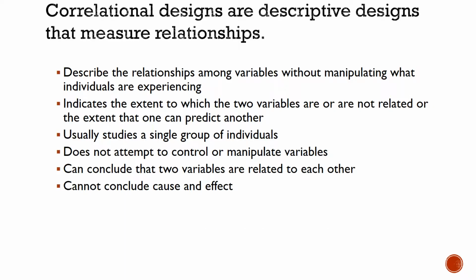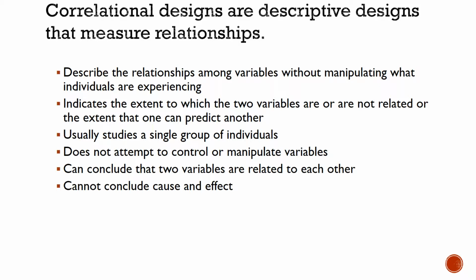Now on to correlational designs. These are descriptive quantitative designs, and they are intended to measure relationships. They usually study a single group of individuals, and they can be used to conclude that 2 variables are related to each other, but they cannot be used to make strong claims about causality. You may have heard the truism, correlation is not causation, and I hope that you take that phrase to heart.